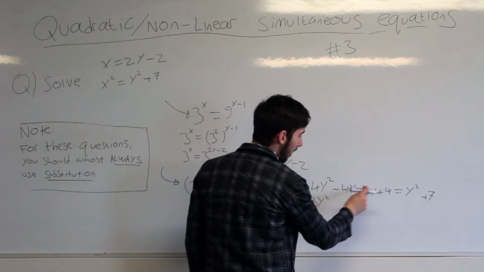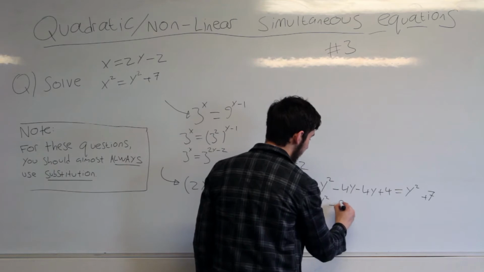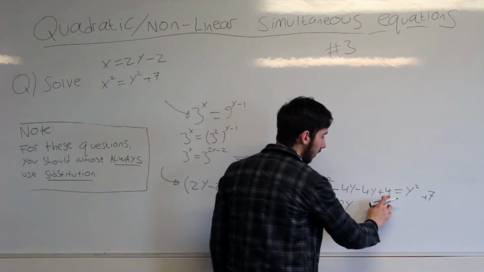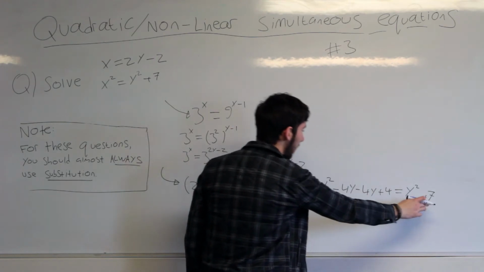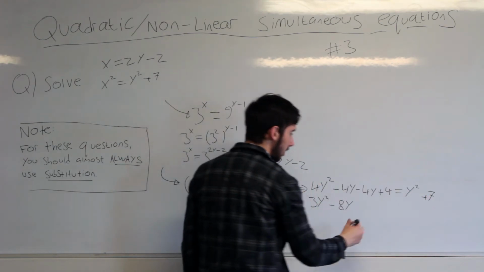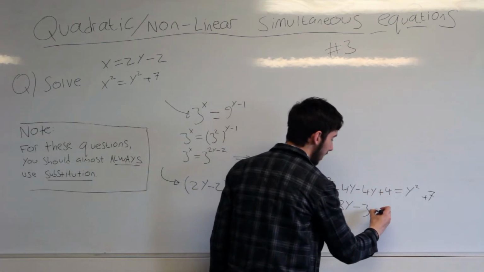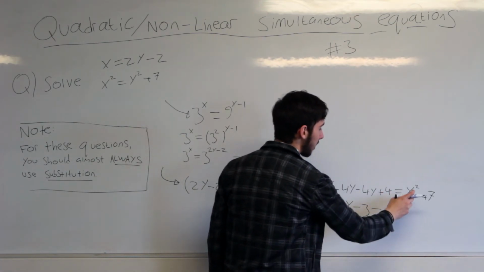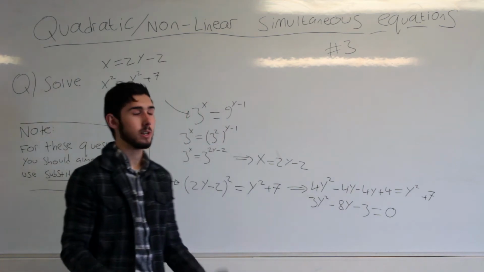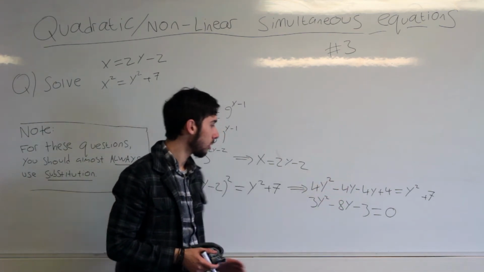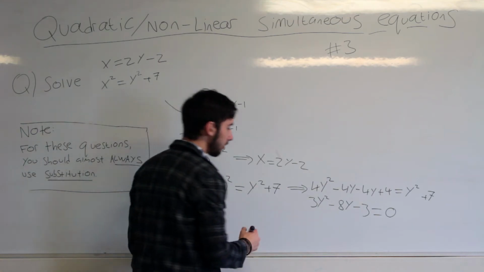Right, minus 4y minus 4y is minus 8y. 4, I'm going to take 7 away from both sides. So I'm going to get minus 3, because this is 4 minus 7, which is minus 3. And that's equal to 0, because I already took that y squared away, okay? I hope that makes sense. If you want to, try it yourself, rearrange and whatnot, you will get this, okay?